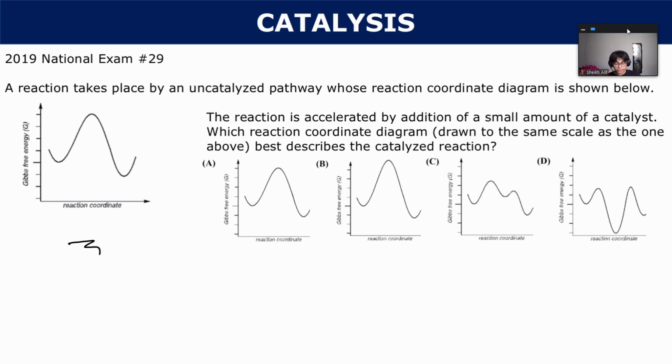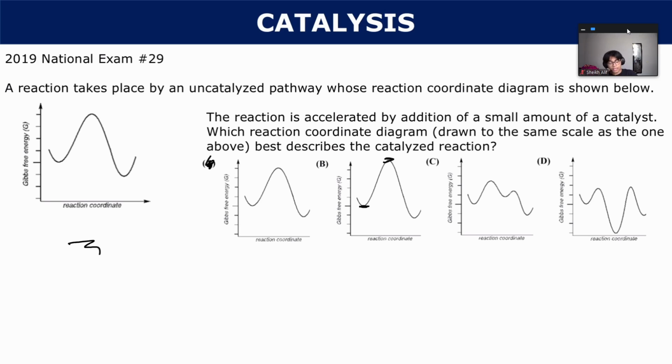So the two things that we can take out right away are A and B. A, you can see, is the exact same as the uncatalyzed reaction, which doesn't make sense. The catalyzed reaction is going to have some change to the pathway that the reaction takes. And B is also incorrect because you can kind of see how the activation energy has increased in B.